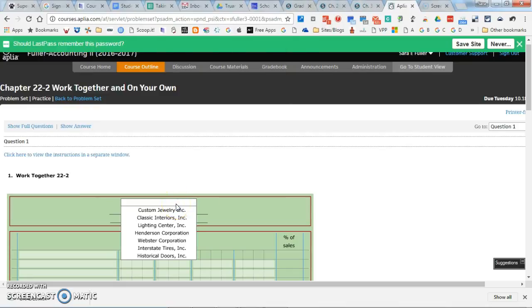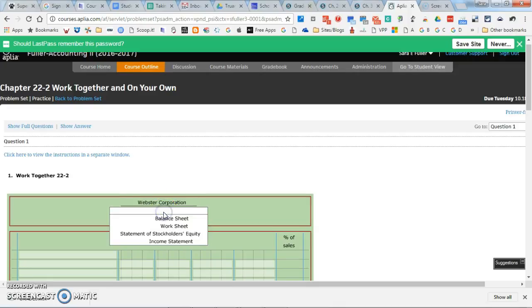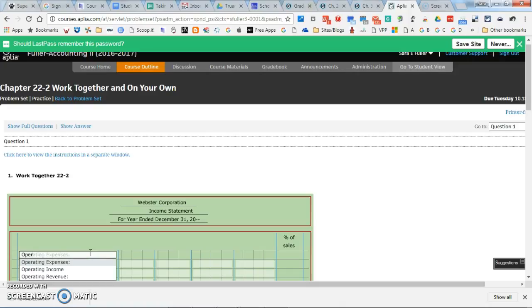So the top line is our company name. So this is Webster Corporation. The next line is the name of our document, so income statement. And the last line is our date, so this is for year ended December 31st. Okay, this top line is to label the section, so operating revenue. And then we have sales.